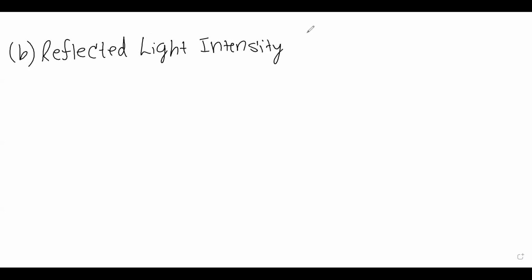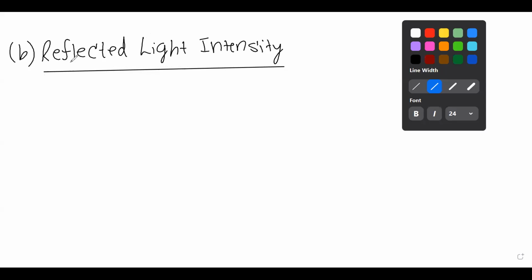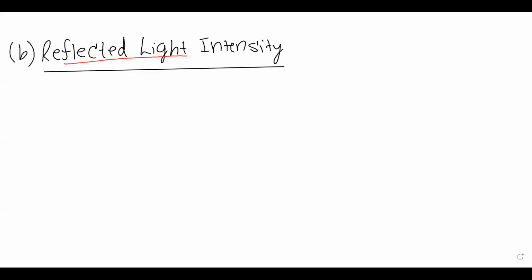Next, I'd like to show you how to calculate the intensity or the brightness of our light. So let's find the intensity of the reflected light. Now, different textbooks use many different symbols for this. So for me, for reflected light, I use the symbol I3. And you'll see why in just a moment.